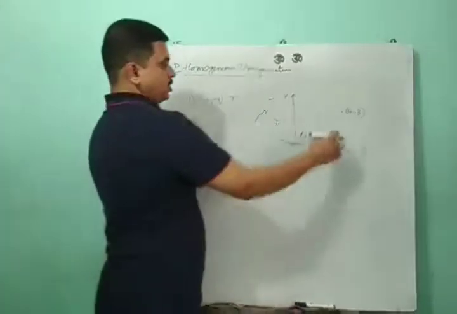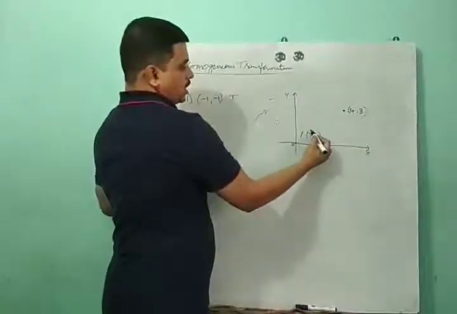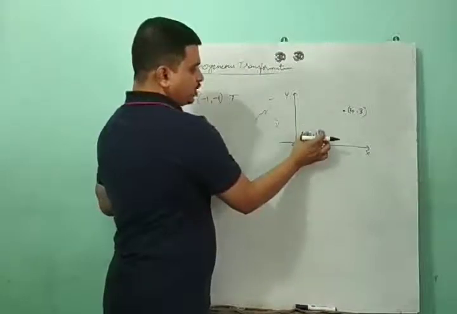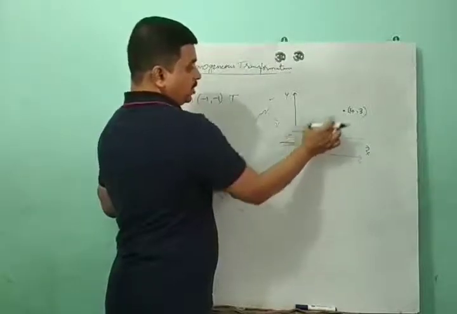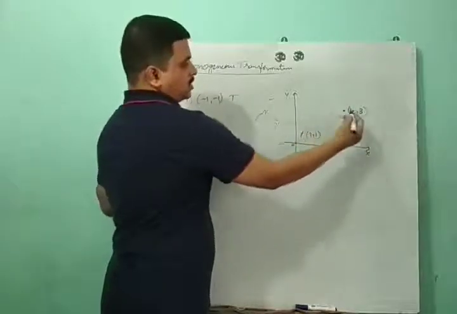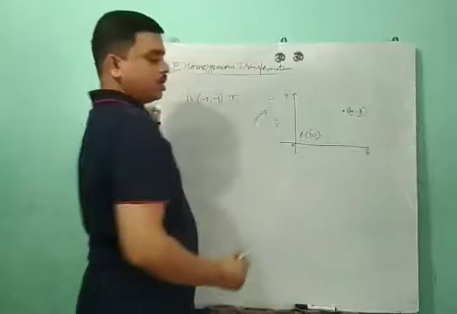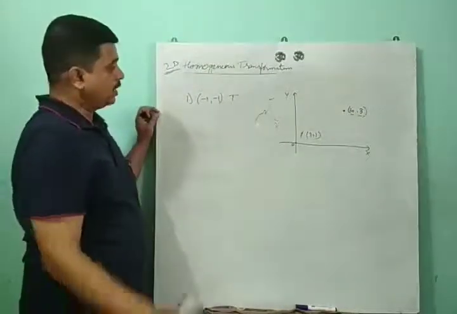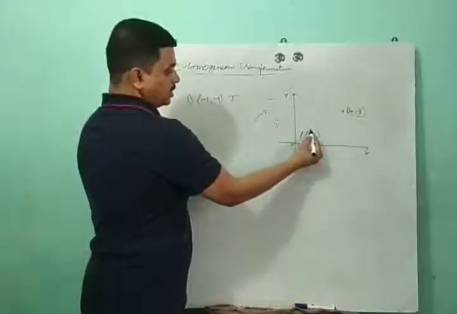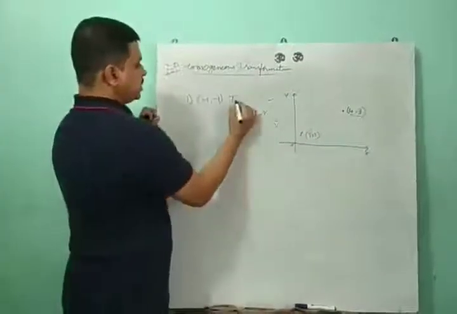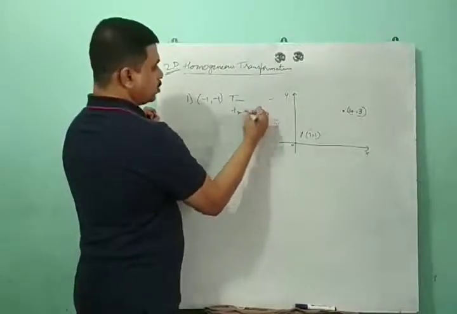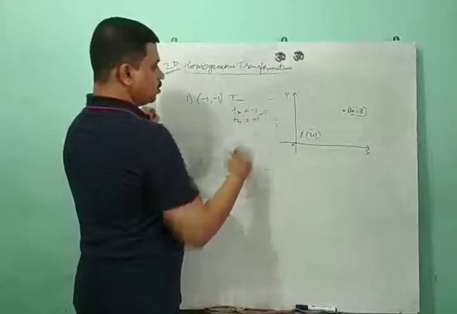Our aim is to rotate about this point. Now what we have to do is shift this point to the origin along with the other point. That means we have to do a translation on (4, 3) by (-1, -1), such that this point is shifted to the origin. So this is the translation matrix, that is Tx equal to -1, Ty equal to -1.